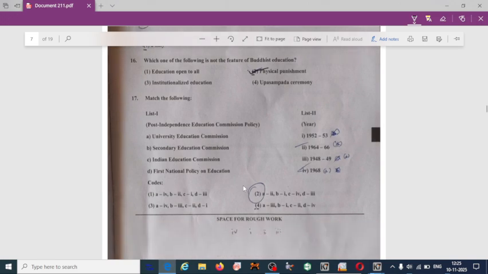Match the following. Here the correct option is fourth one. A, University Education Commission 1948-49. Then Secondary Education Commission B 1952-53. Indian Education Commission 1964-66. First National Policy on Education 1968, 3rd.